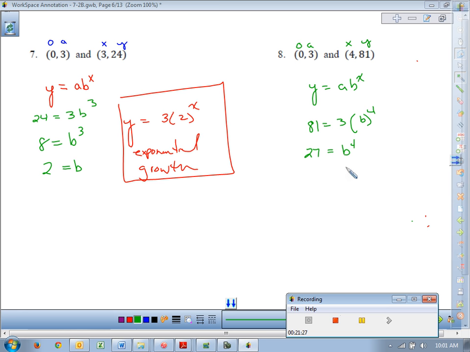So b will equal the 4th root of 27. Will there be 2 answers? Plus or minus the 4th root of 27. Everyone cool with that? Well, both answers make sense, but you can't have a negative base. How do you punch the 4th root of 27 in your calculator, just out of curiosity? How do you actually do that?